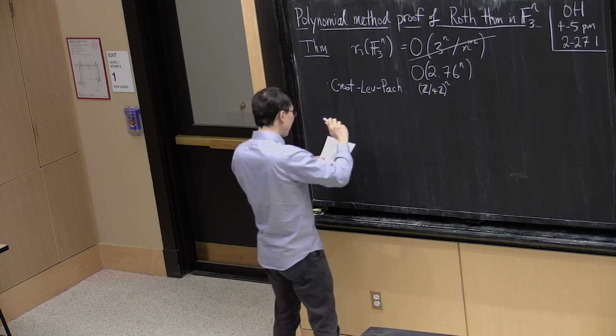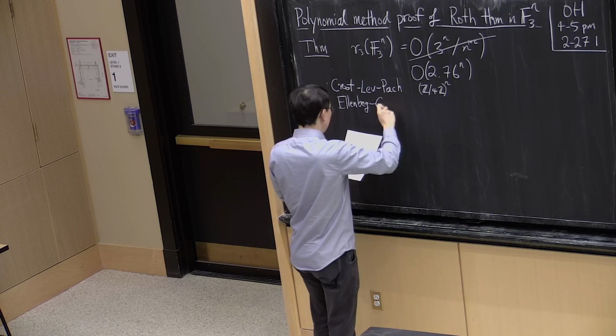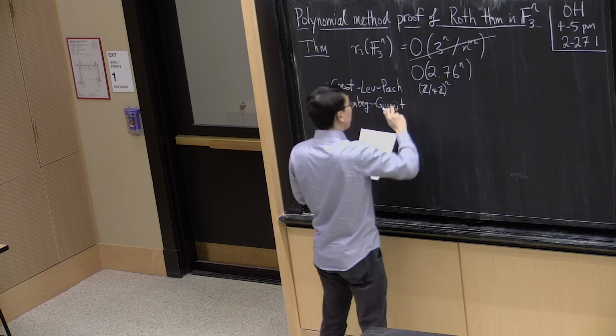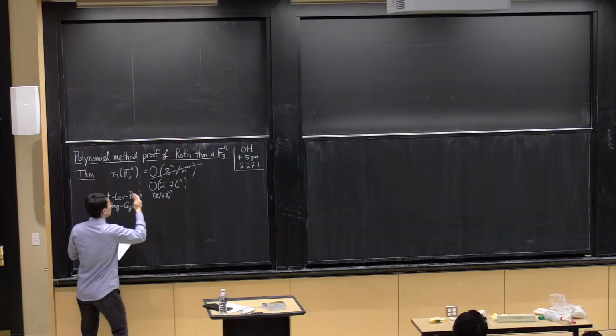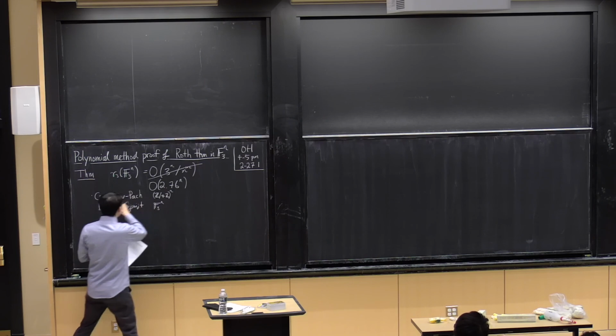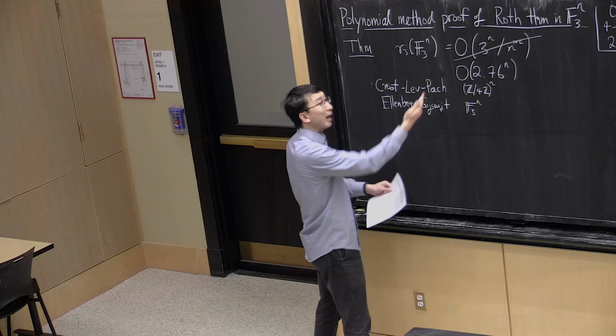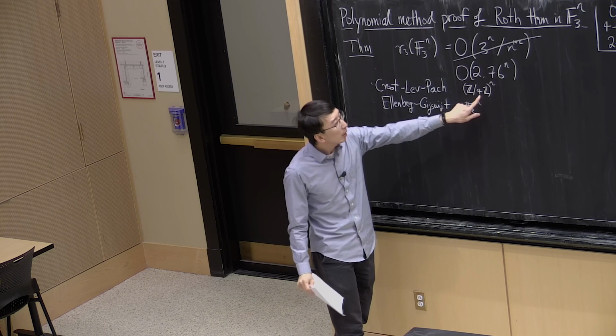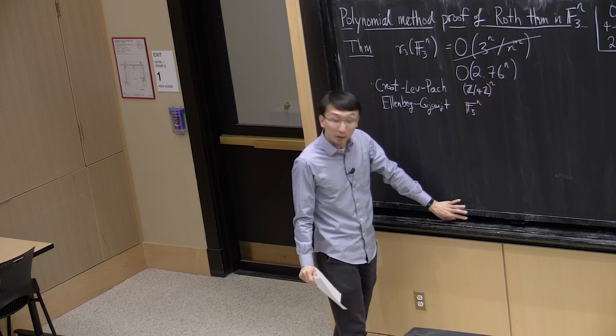So Ellenberg and Gijswijt managed to modify the Croot-Lev-Pach technique to the F3 to the n setting, which is the one that we've been interested in. There's a small difference between these two, namely this group has elements of order 2, which makes things a bit easier to deal with.